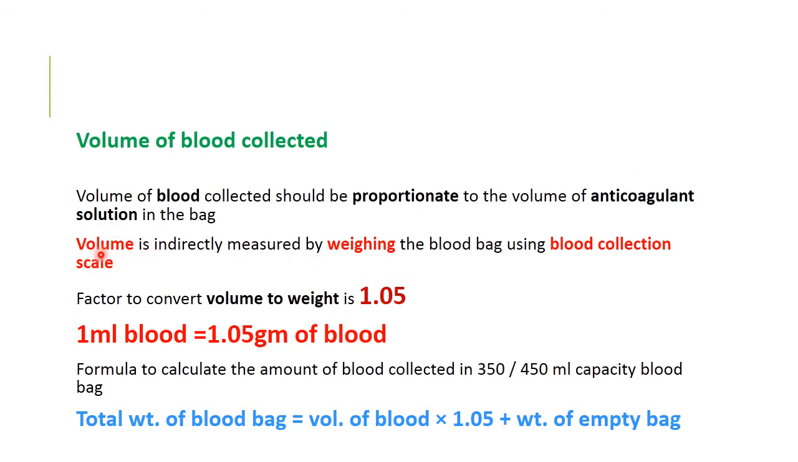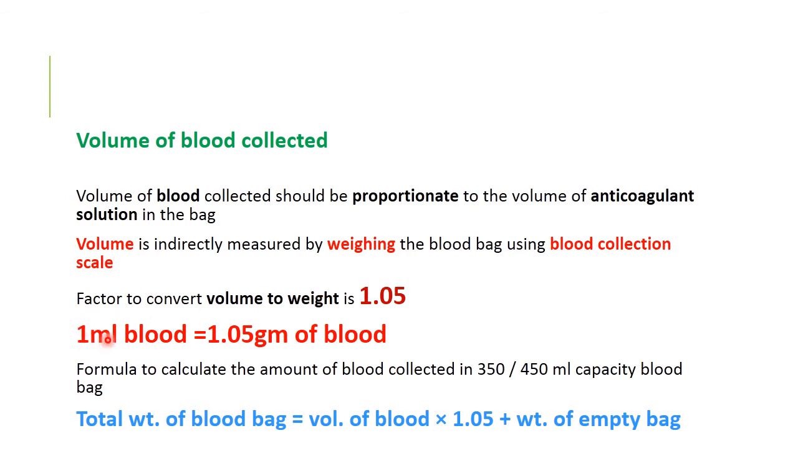We need to know how to do the conversion of volume of blood to the weight of the blood, because while collecting blood from the donor, we place the blood bags over the measuring scale. We are not noting the volume of blood, instead we are measuring the weight of the blood. So the relation between volume and weight should be known. Volume to weight conversion takes place with the help of a factor called 1.05.